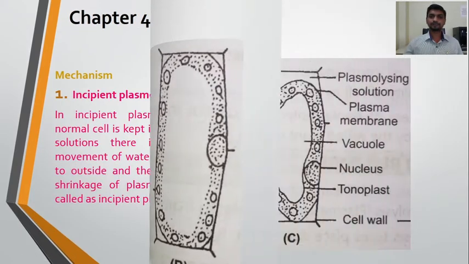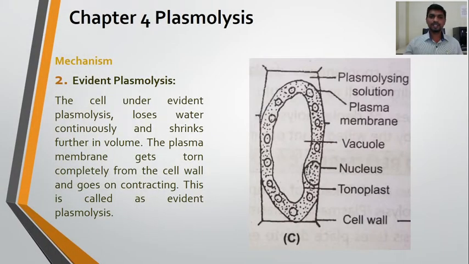Next to this is evident plasmolysis. The cell under evident plasmolysis loses water continuously due to continuous exosmosis and shrinks further in volume. So the shrinkage has increased as compared to incipient plasmolysis. The plasma membrane gets torn or separates completely from the cell wall. Here we can see the plasma membrane completely separated from the cell wall and going on contracting. This is called evident plasmolysis.